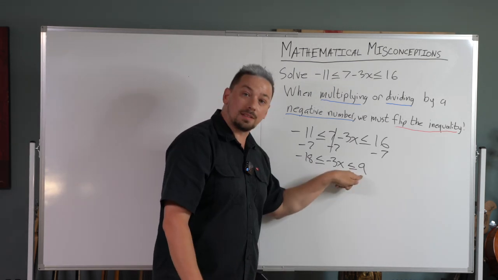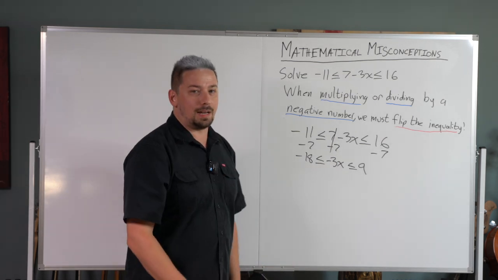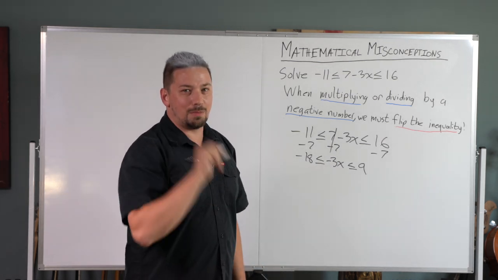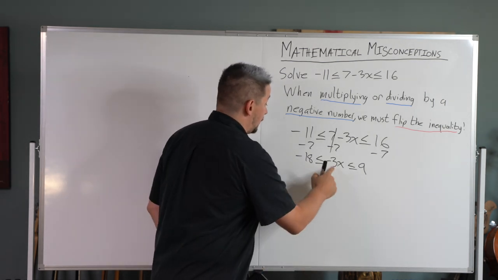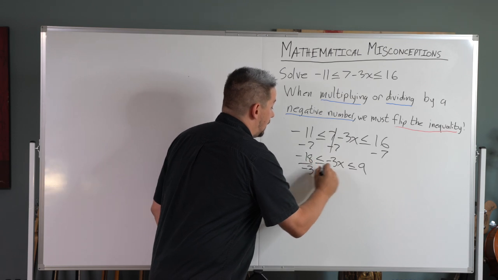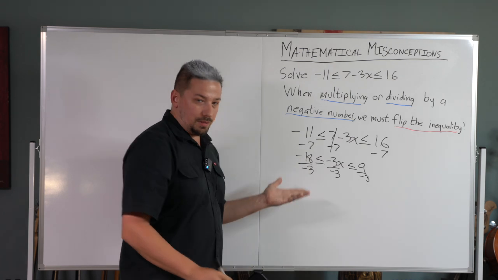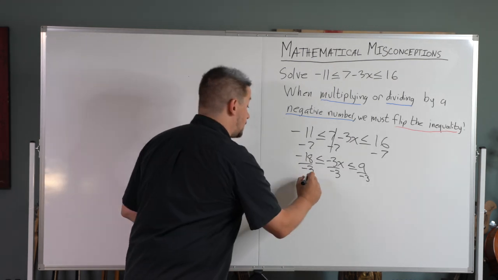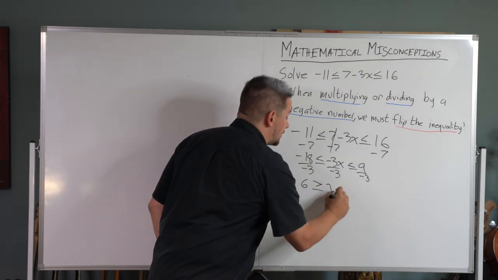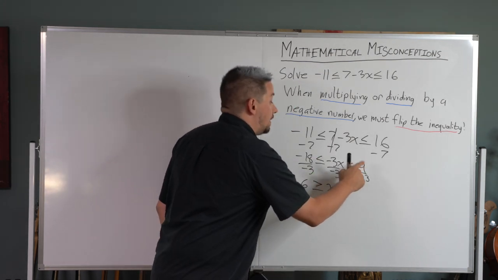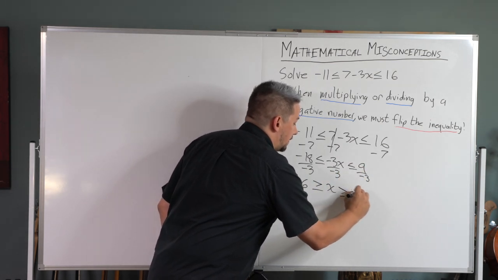Negative 18 is in fact less than positive 9. So far, so good. Now we're going to divide by negative 3. Dividing is the easy part, but it's remembering to flip the inequality that stumps a lot of students and gets some easy points missed. So we're going to divide by negative 3, divide by negative 3, divide by negative 3. And then we just follow suit on everything. Negative divide by negative gives us positive 6. Negative divide by negative just gives us x. And then finally, positive divide by negative is going to be negative. So we have negative 3 right there.